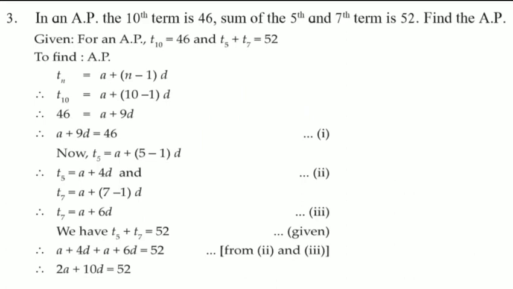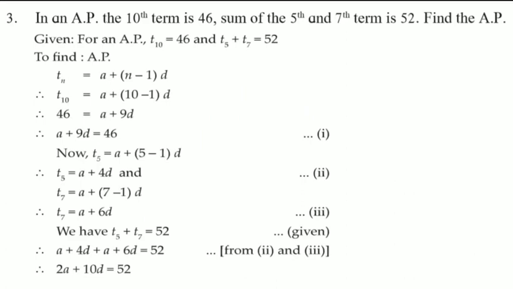So let us see the question once again. 10th term is 46. That means in the given we can write down for the AP T10 is equal to 46. And the second condition, sum of 5th and 7th term is 52. That means T5 plus T7 is equal to 52. These two things are given to us. And what we have to find is the AP from these two conditions.